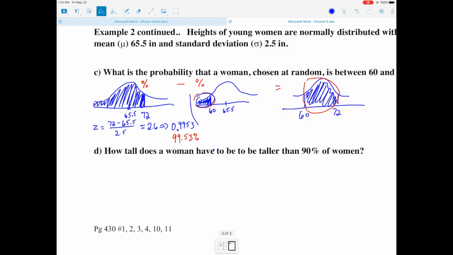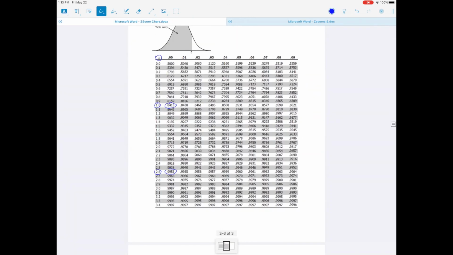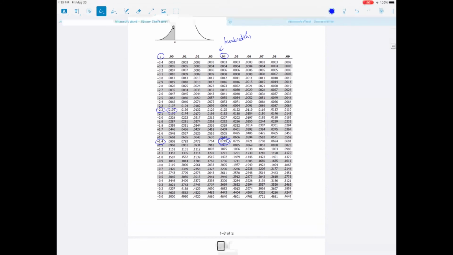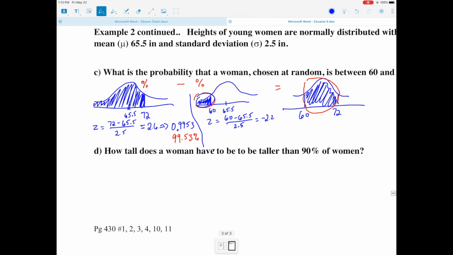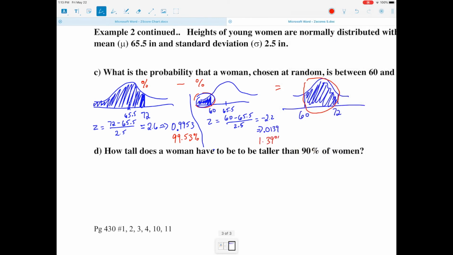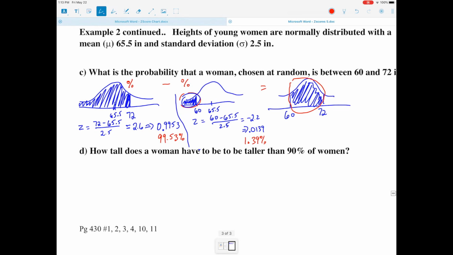Next, we do this z-score. So we have 60 minus 65.5 over the standard deviation. And we get negative 2.2. We go to our chart. Negative 2.2, we need to look at the negative side here. So negative 2.2 and a 0 is 0.0139. So we got 0.0139 written as a percent. That is 1.39%.